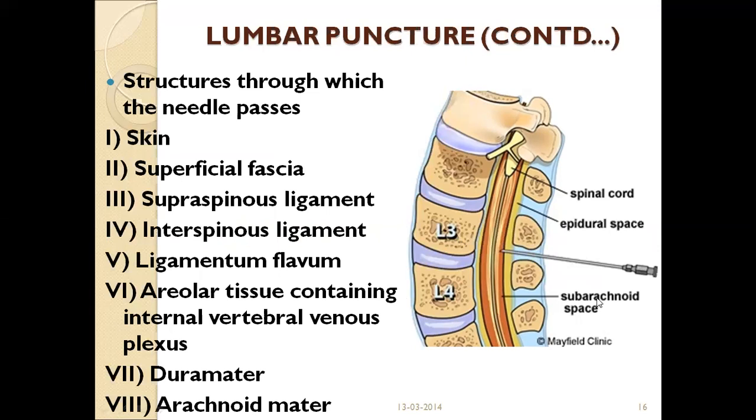So lumbar puncture, when we are passing this lumbar puncture needle, the structures through which the needle passes are skin, then superficial fascia, then supraspinous ligament, interspinous ligament, ligamentum flavum. All these ligaments I have explained when we were doing the cervical and thoracic vertebrae. Then areolar tissue containing internal vertebral venous plexus, then it pierces the dura mater, then arachnoid mater, and enters the subarachnoid space where we have the CSF.